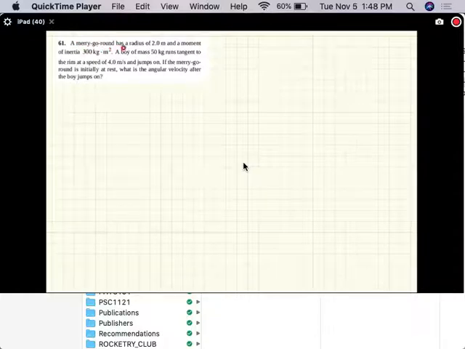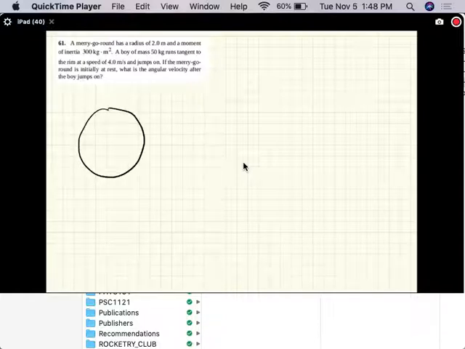So this problem says a merry-go-round has a radius of 2 meters and a moment of inertia of 300 kg meter square. A boy of mass 50 kg runs tangent to the rim at a speed of 4 meters per second and jumps on. If the merry-go-round is initially at rest, what is the angular velocity after the boy jumps on?